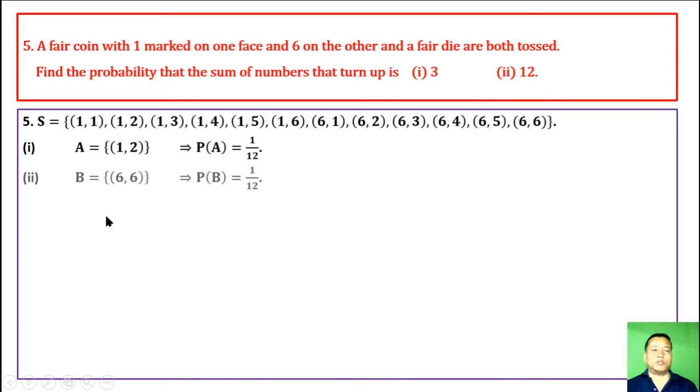The sum is 12, which is also 6,6. There is only one outcome, that is the ordered pair 6,6. P of B is 1 by 12.